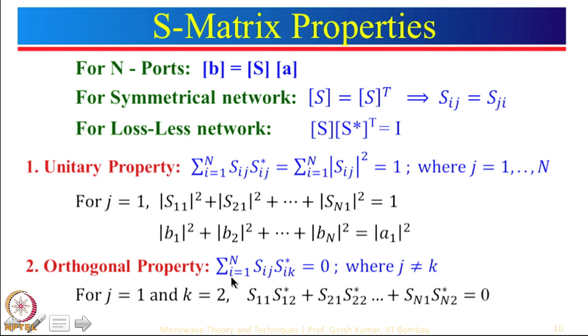So we can say i is going to vary from 1 to n. So for i is 1, j is 1, k is 2. In the second case, i is equal to 2, and j and k remain 1 and 2. And in this particular case, i is equal to n, and j and k will be 1 and 2. So these are the two properties which are useful, and even this one is useful to know whether the network is symmetrical or not. Now let us just take an example.